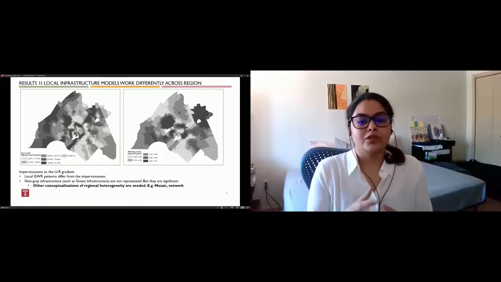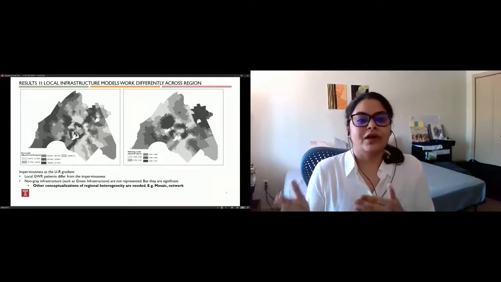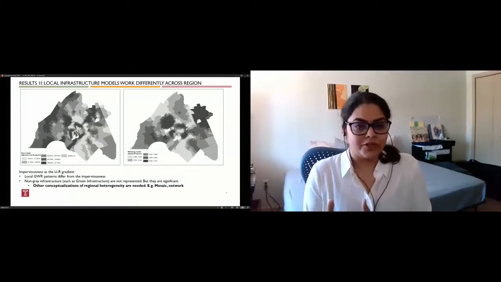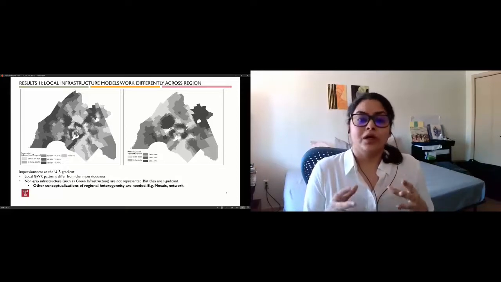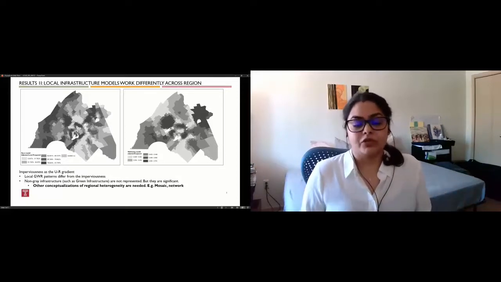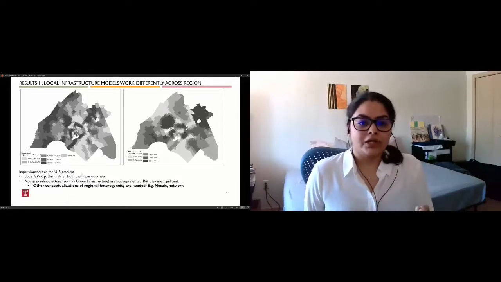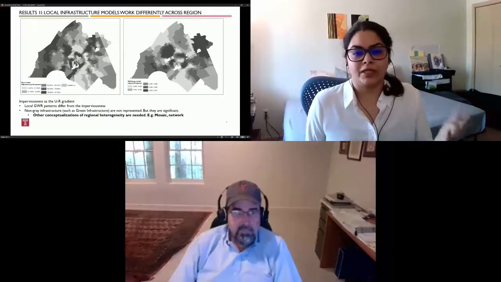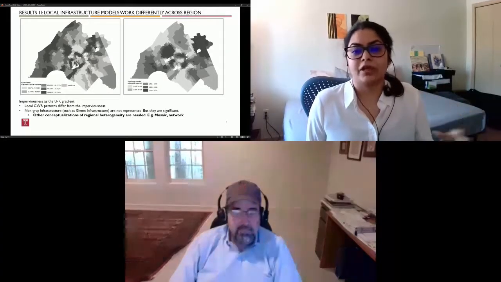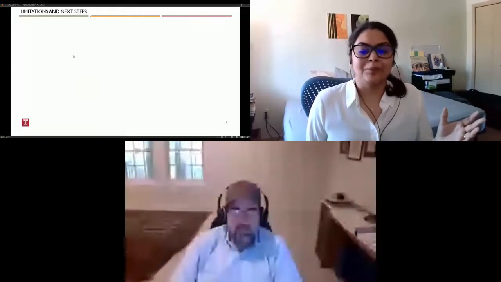Furthermore, what we also understood as we go through this is that imperviousness does not govern non-gray infrastructure such as green infrastructure and blue infrastructure, where green infrastructure has been found to be quite significant in our study. So we also argue that perhaps we need to think about region in different ways. Some concepts have been put out there, such as mosaic and network.